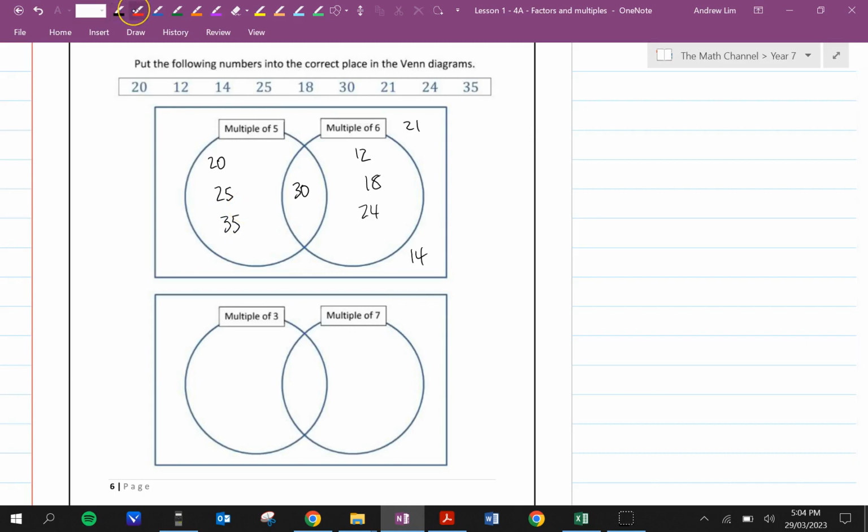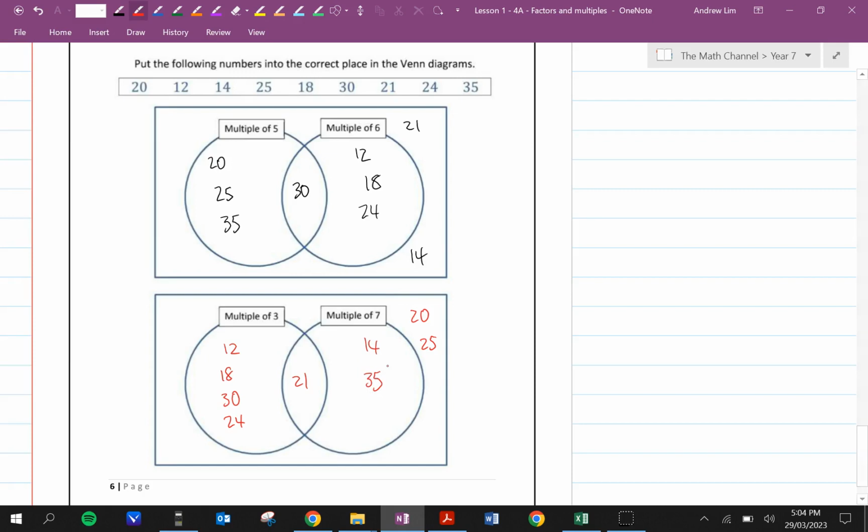Alright, let's have a look at the second one. 20, none of them. 12, multiple of 3 only. 14, multiple of 7. 25, none of them. 18, a multiple of 3. 30, a multiple of 3. 21, multiple of both. Okay, we can divide 21 by both 3 and 7. 24, just 3. 35, just 7. That's it.